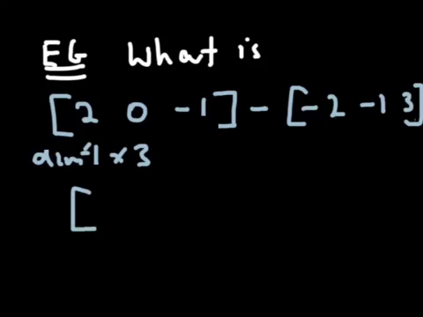2 subtract -2, be careful of negative signs, is +4. 0 subtract -1 is +1. And -3 subtract 3 is -4. So that's my answer to that question.